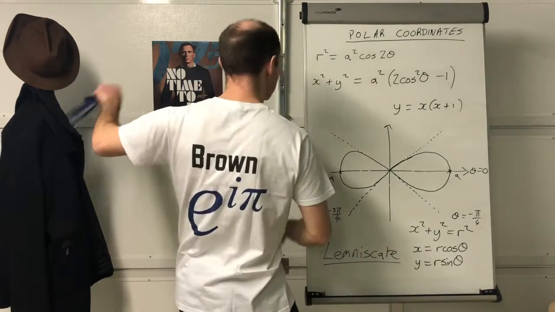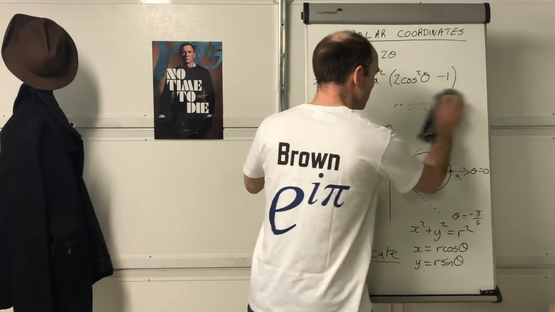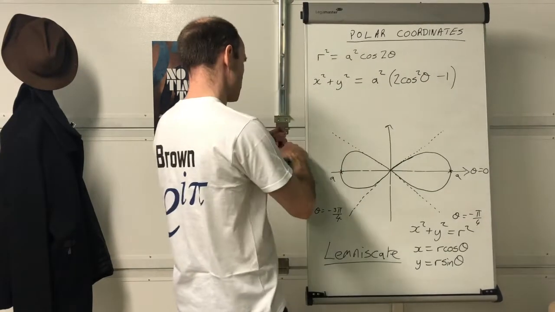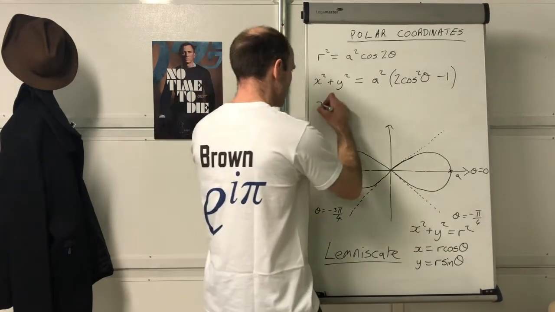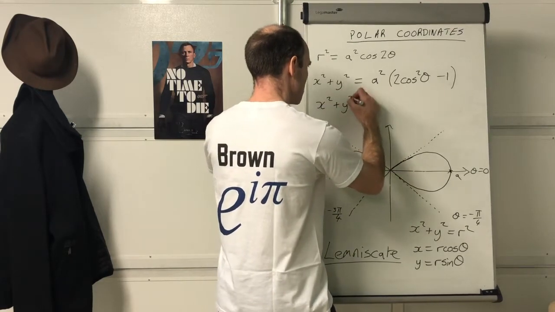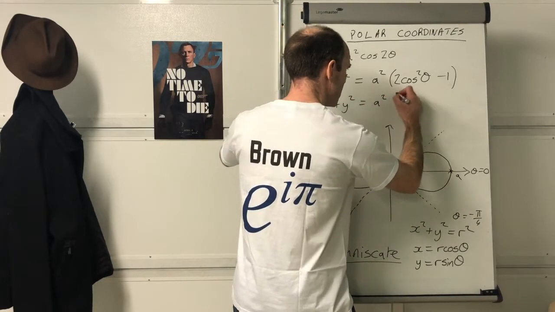So there we go. I was just looking at this. Ta-da! There it is. So I'm going to keep this there, the x squared plus y squared, and the a squared, and then 2 cos squared.